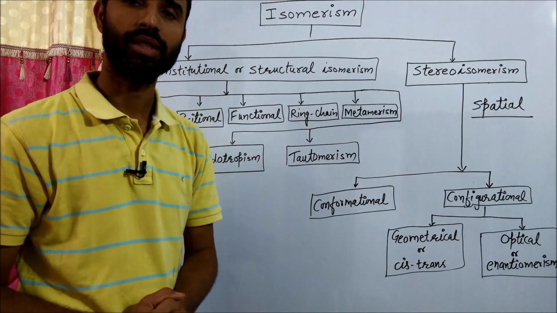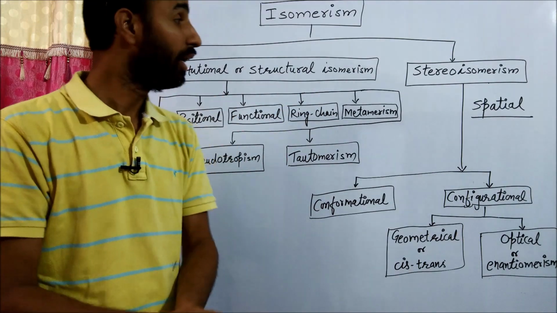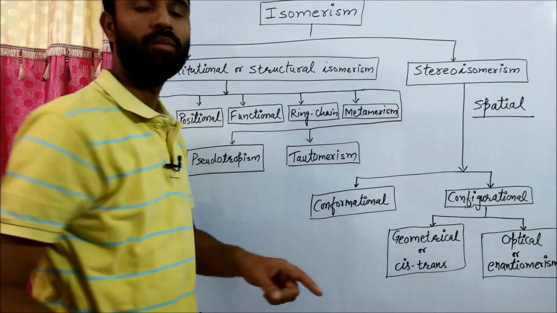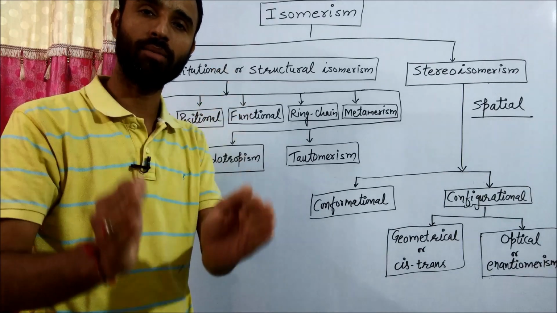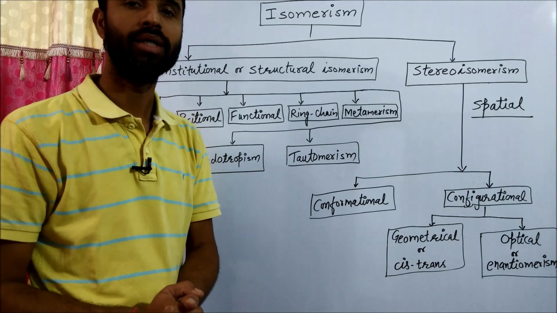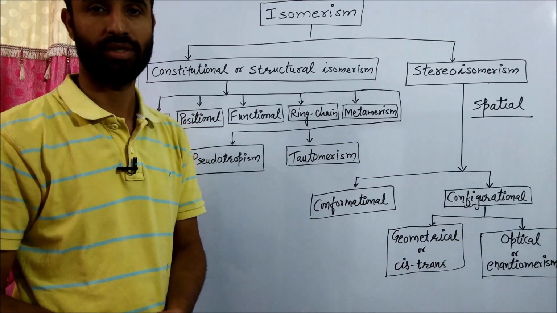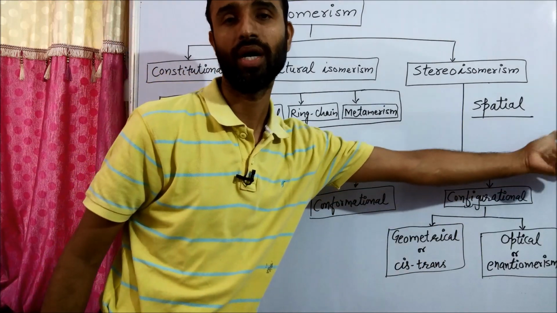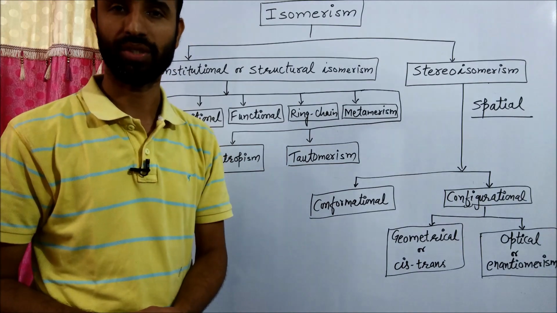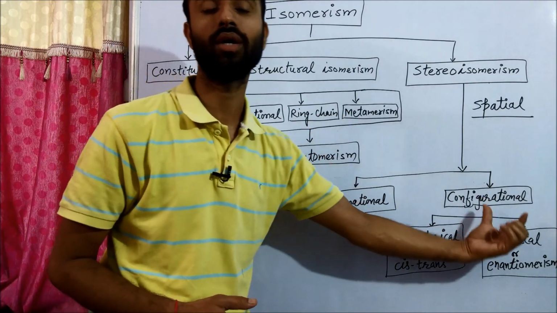Second part is stereoisomerism. Stereoisomerism means these are the isomers which have the same molecular formula, same structural arrangement. In this case, different molecules have the same molecular formula, same structural arrangements, but they have different arrangement in space. That is called spatial arrangement. They differ in their spatial arrangement. Stereoisomerism is further classified as conformational isomerism and configurational.